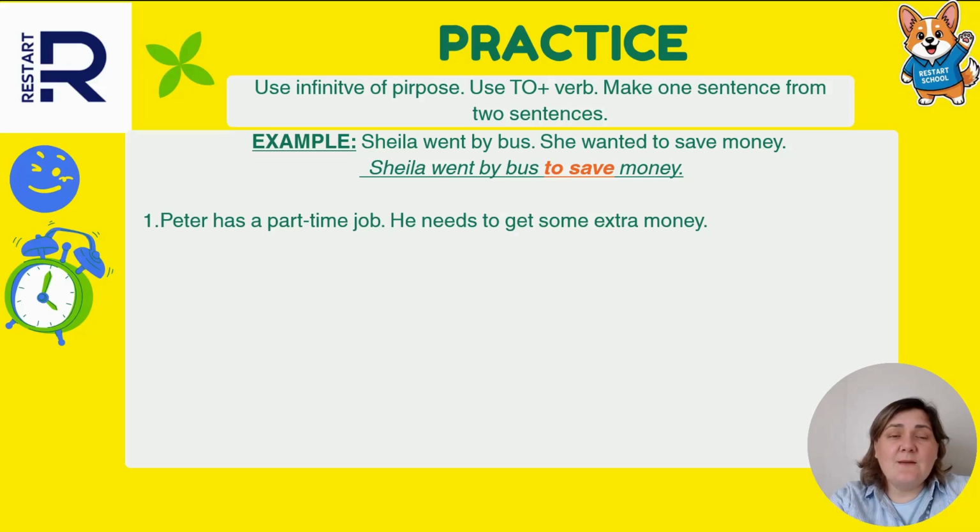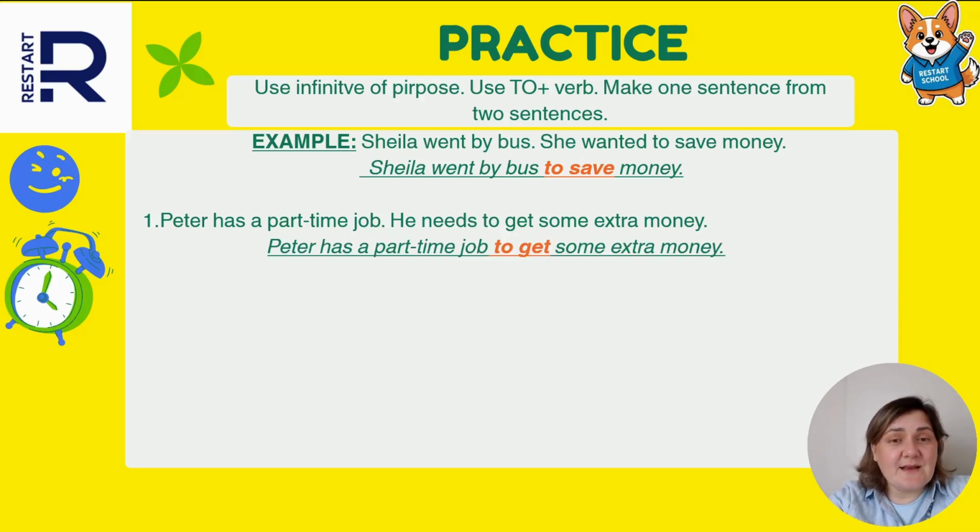The next one, Peter has a part-time job. He needs to get extra money. How to make one sentence out of two sentences? So let's look at the example in the next sentence. So Peter has a part-time job to get extra money. Okay, let's go to the next sentence.